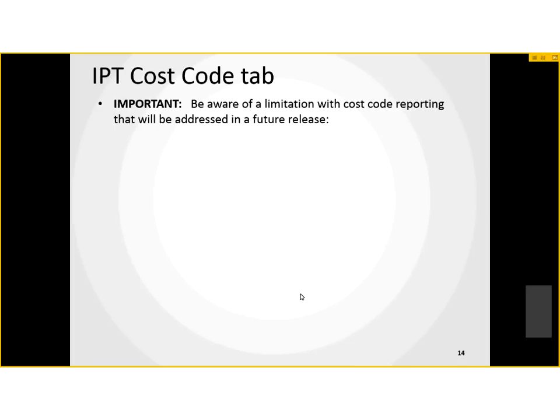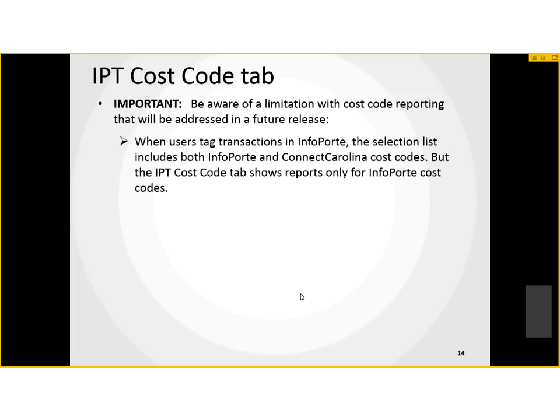It is important to be aware of one of the limitations that we have right now with this report. This has been identified. It will be addressed in a future release. But when you tag a transaction in InfoPorte, again, you're on the transaction screen and you're adding a cost code in the IPT cost code field. When you tag a transaction, you're allowed to use both cost codes created in InfoPorte and those created in Connect Carolina. But only the InfoPorte cost code will display on the IPT cost code tab.